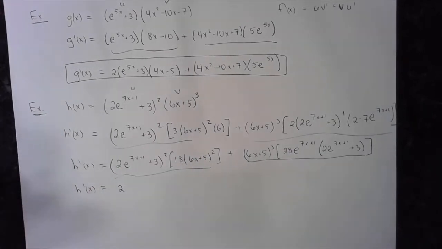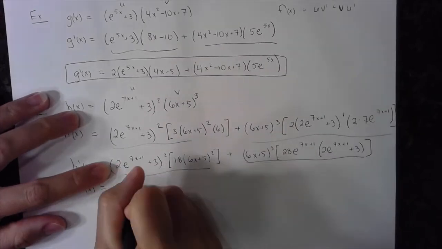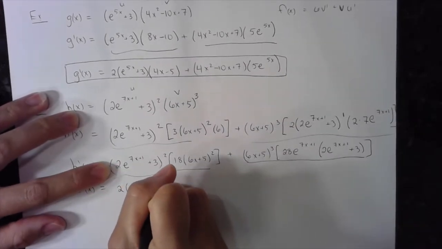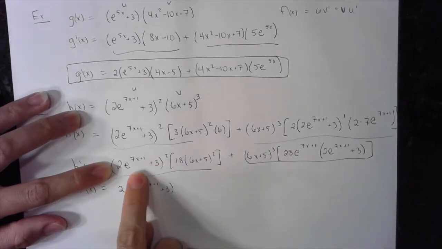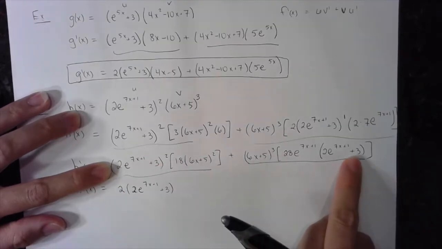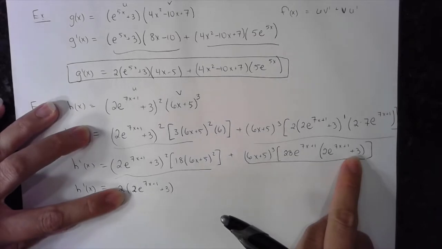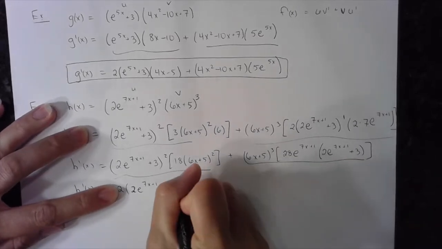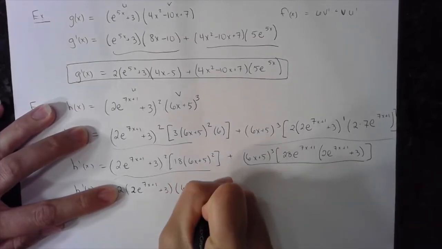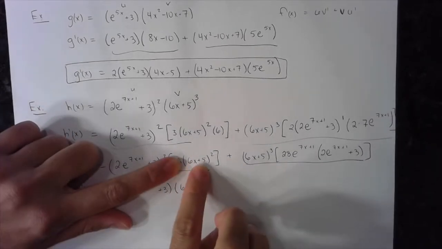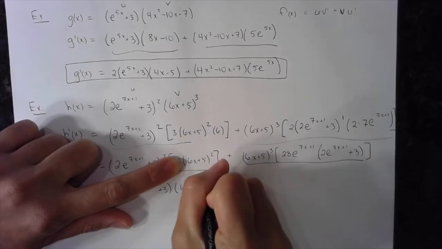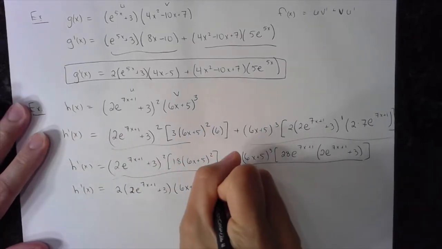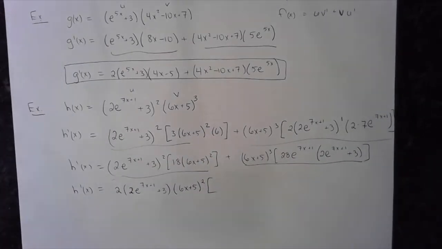What else do these two terms have in common? Well, they both have this 2e to the 7x plus 1 plus 3, right? This one has 2 of them, and this one has 1 of them. So I'm only going to take out 1 of them. And they both also have this 6x plus 5. This one has 2 of them. This one has 3 of them. So I'm going to take out 2 of them. And let's see if I took out my GCF.